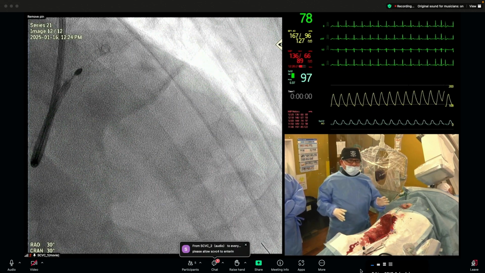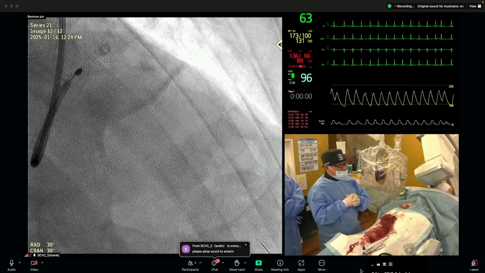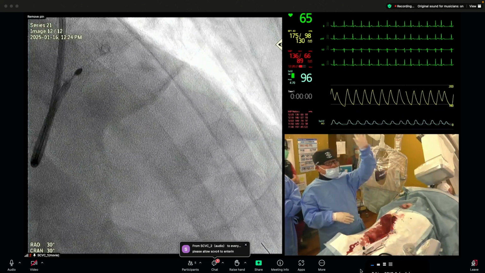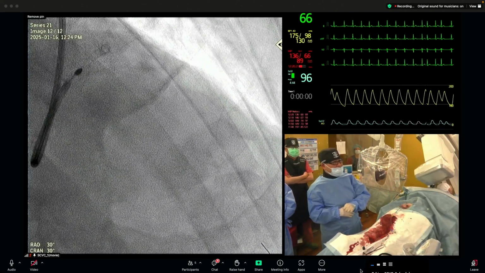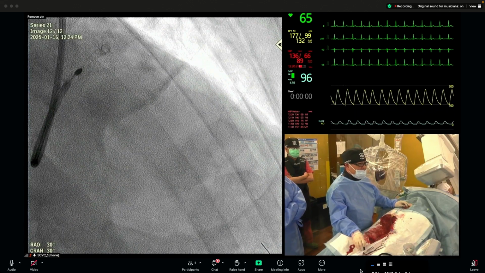So our strategy's endpoint is enough lumen gain, of course, and a good symmetry index of the stent. So rotablation is set up like this.